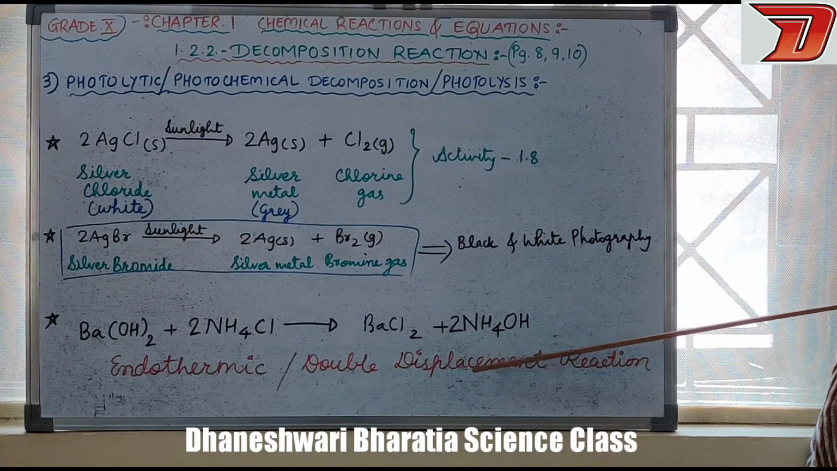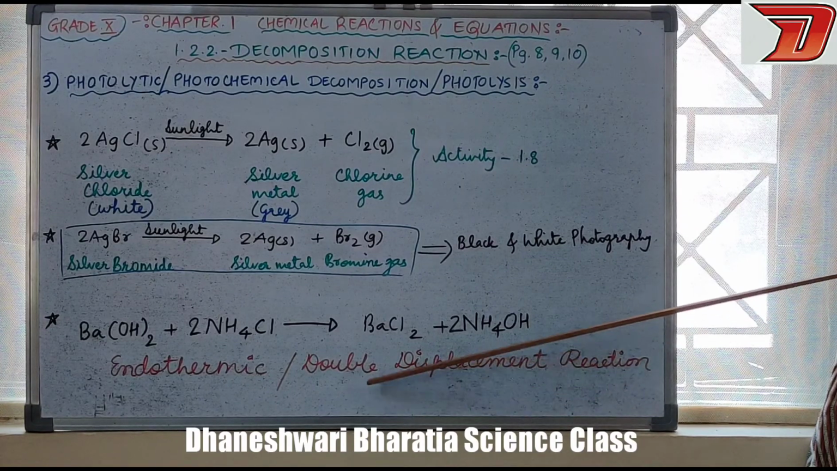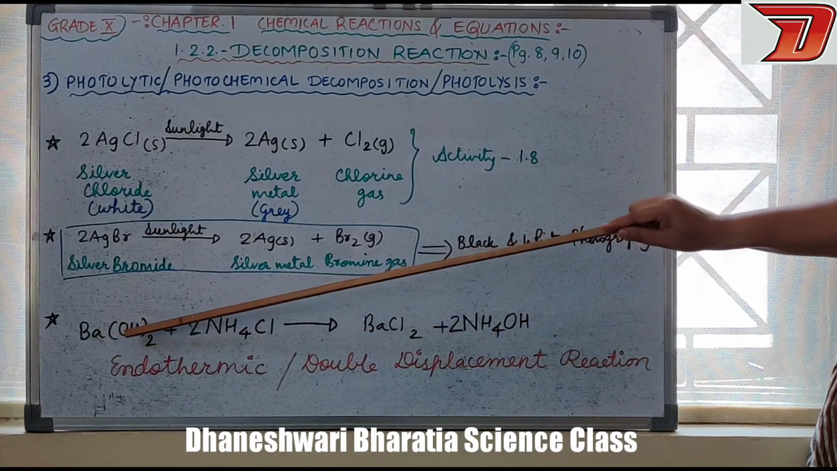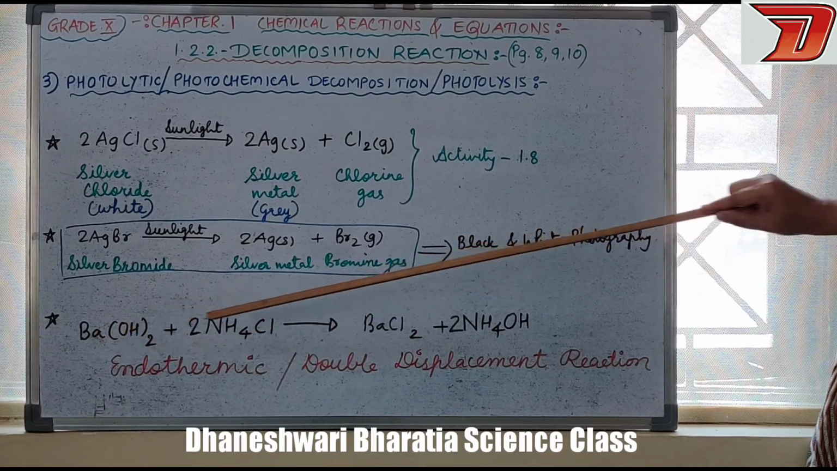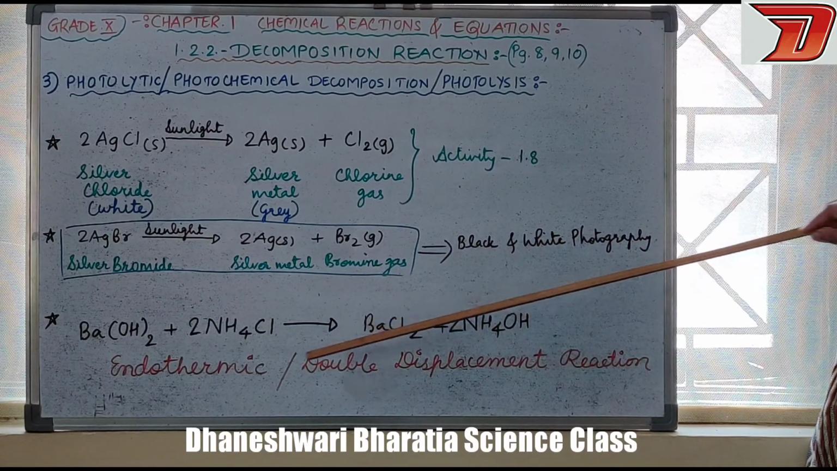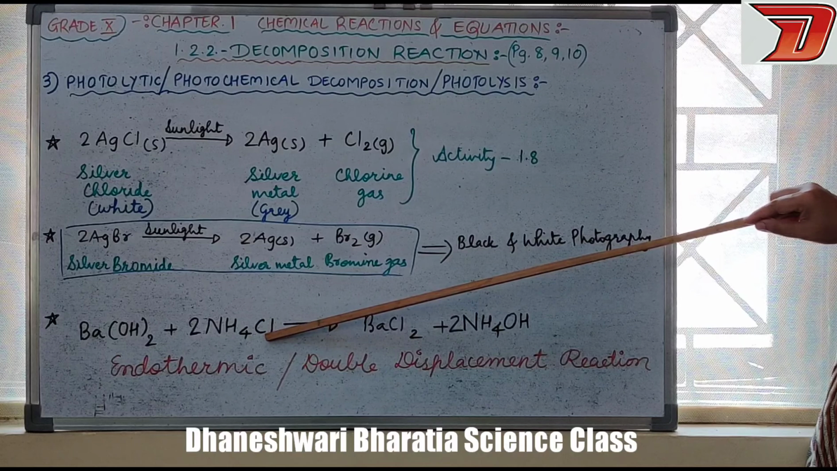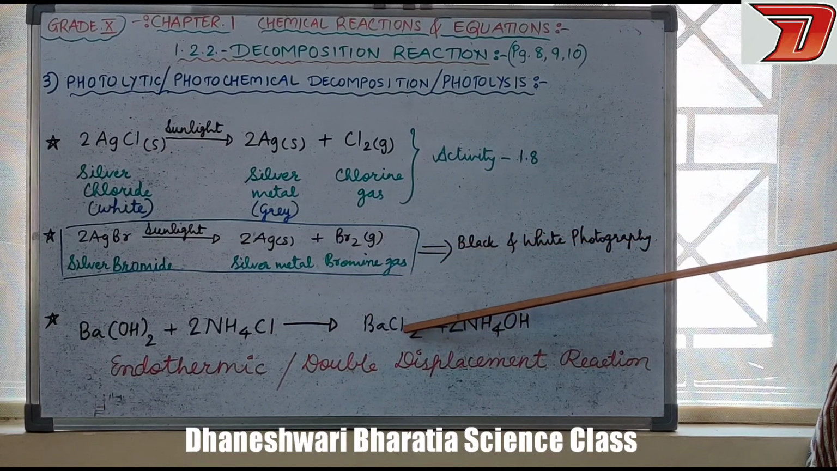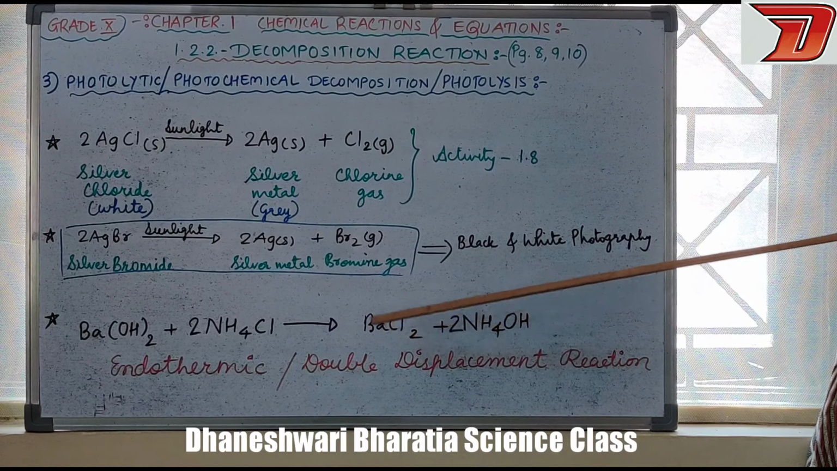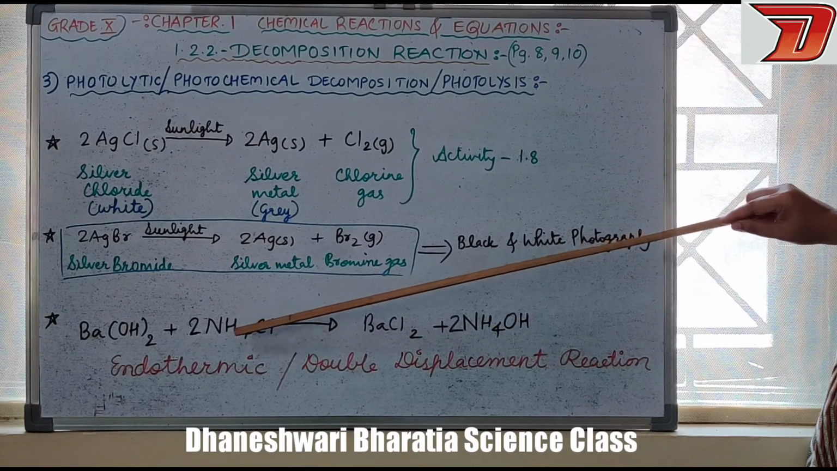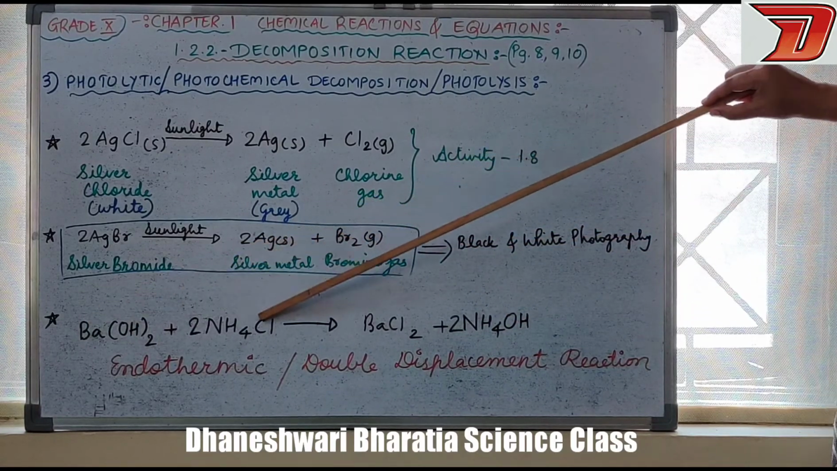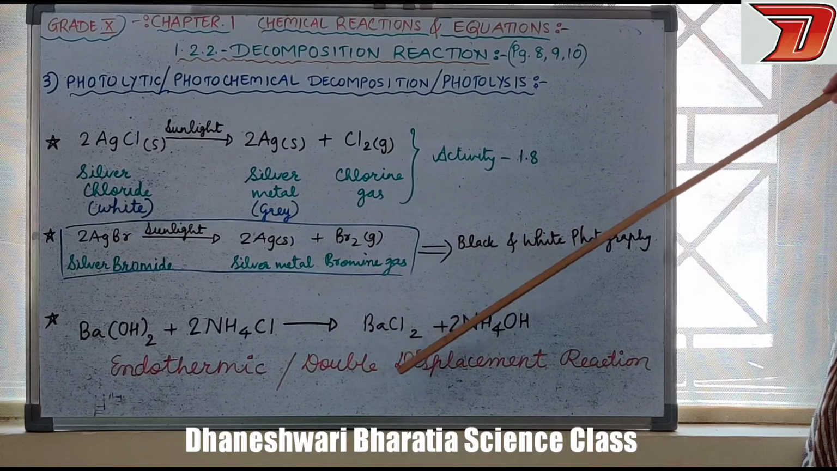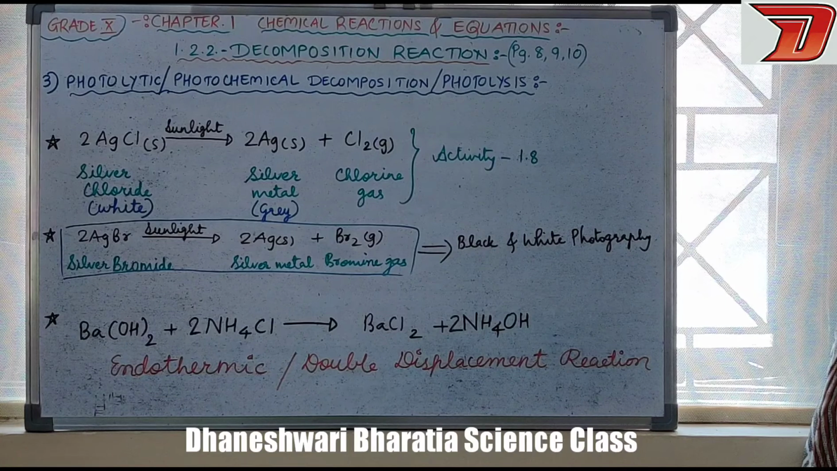Here you can see that I have written double displacement reaction also. Why is it so? Because here barium and hydroxide, ammonium and chloride, the exchange of ions has been observed. With barium, which ion has combined? Chloride ion, right? So this is BaCl2, barium chloride, and along with ammonium ions, which ions have combined? Hydroxide ions here. So here the exchange of ions has taken place. That is why this reaction is also known as a double displacement reaction, right?